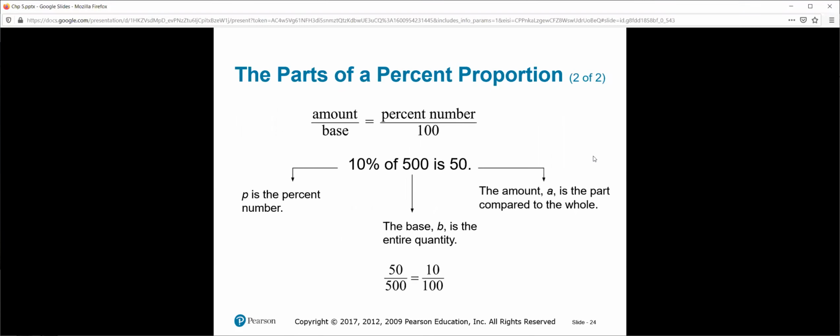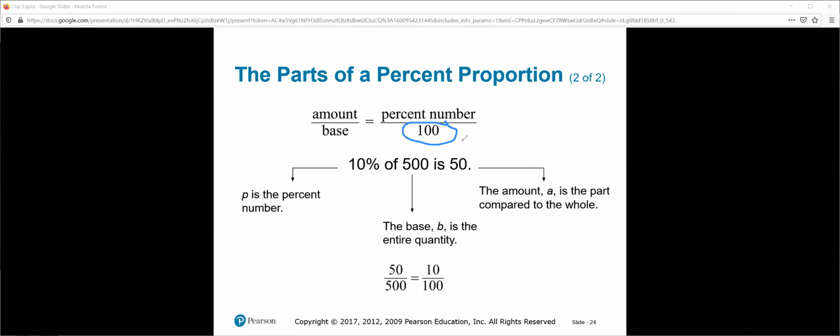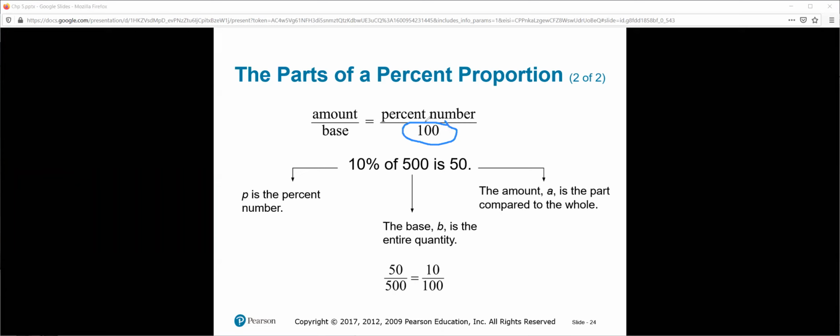For an example shown here, 10% of 500 is 50. What does that mean? Well, we can look at this example here. Let me pull up annotation. There we go. We know that whatever the percentage is, that's over 100. By definition, percent is over 100. Your percent number, the top part here, is going to be the 10%. So what we're doing is essentially building up a fraction equation to try to answer the question.